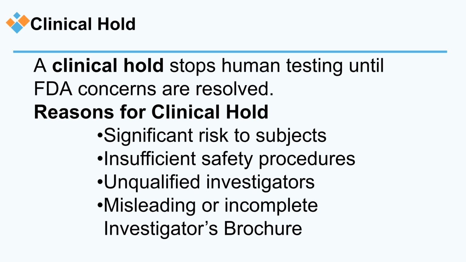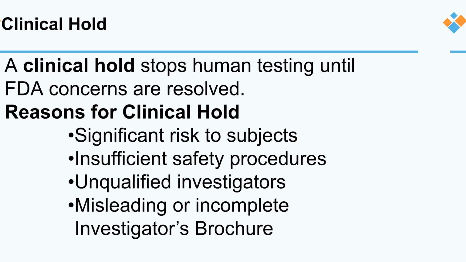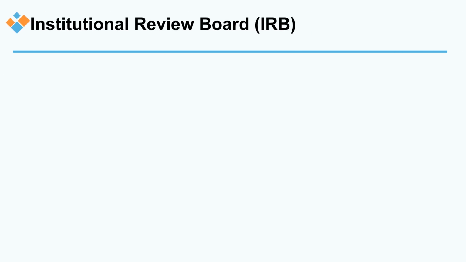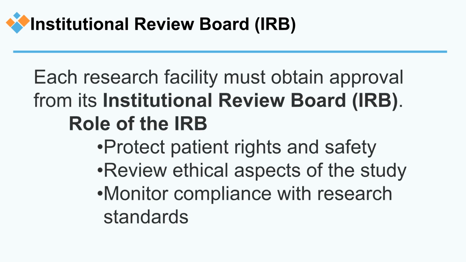A clinical hold stops human testing until FDA concerns are resolved. Reasons for a clinical hold include significant risk to subjects, insufficient safety procedures, unqualified investigators, or a misleading or incomplete investigator's brochure. Guidance documents represent the FDA's current thinking and provide guidelines to staff and sponsors on processing, content, evaluation, and approval of applications, as well as the design, production, manufacturing, and testing of regulated products.